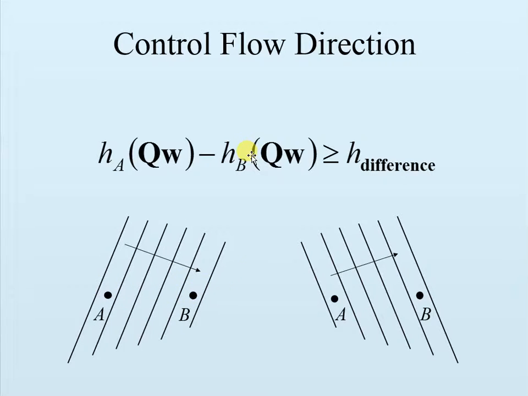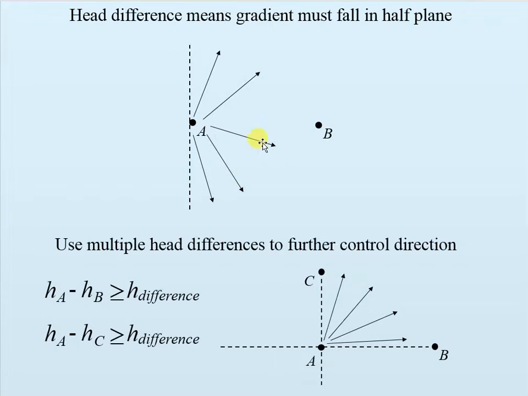Now, a problem with this kind of constraint is that it's a very loose definition of direction. Either of these directions indicated on this cartoon would satisfy this constraint. In fact, any head difference that falls into the half plane that bisects the line between A and B at A could satisfy the constraint if the head difference is sufficient.